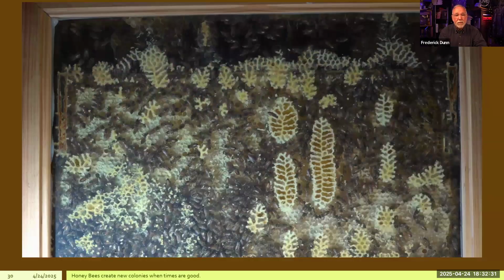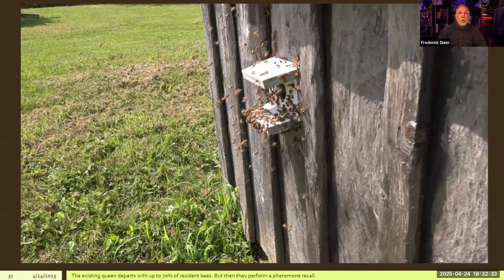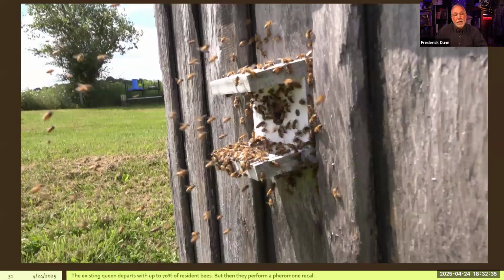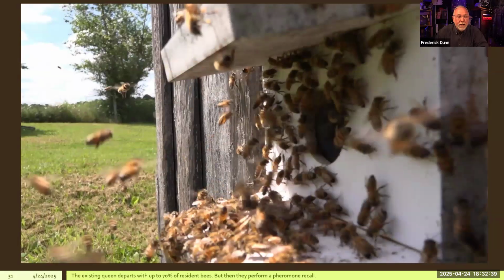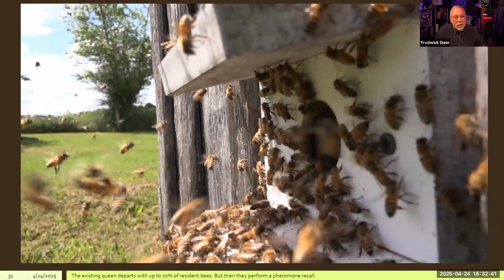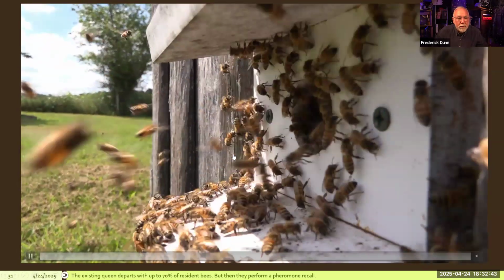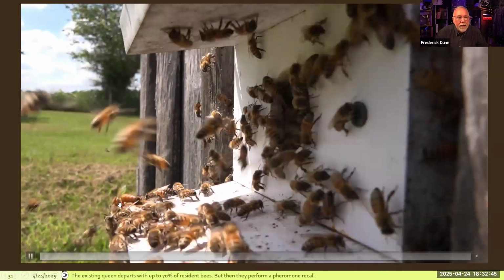But I want you to go outside with me and see the queen departing. So if we look at this landing board, and yes, this building exists just for that single hive, and there's the queen on the landing board. If you can see my cursor, where is it? She is right there.